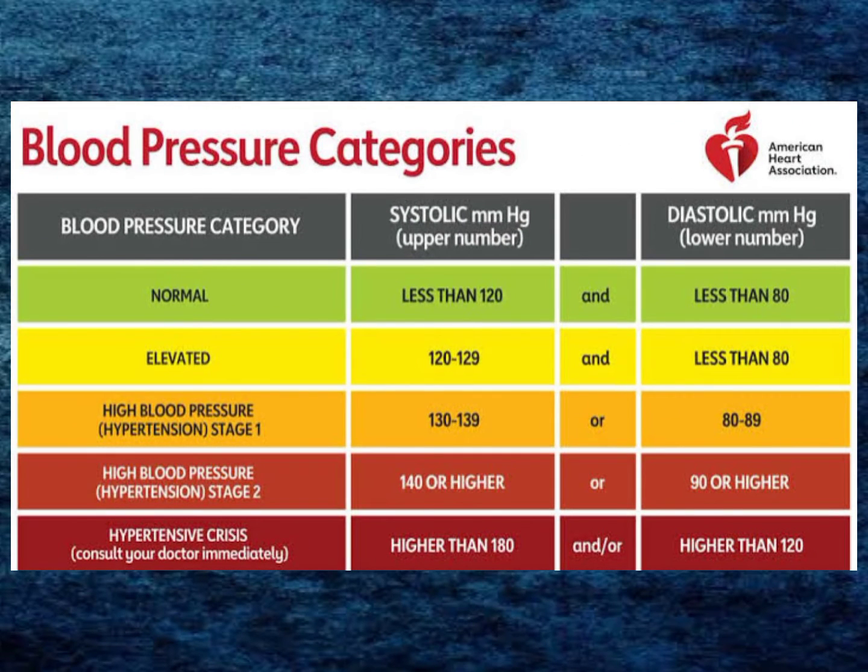Here are shown the blood pressure categories. Your blood pressure is normal if your systolic pressure is less than 120 and your diastolic pressure is less than 80. Elevated if systolic pressure is 120 to 129 and diastolic pressure is less than 80. If your systolic pressure is 130 to 139 and diastolic pressure is 80 to 89, it is considered hypertension stage 1. If systolic pressure is 140 or higher and diastolic pressure is 90 or higher, it is hypertension stage 2.